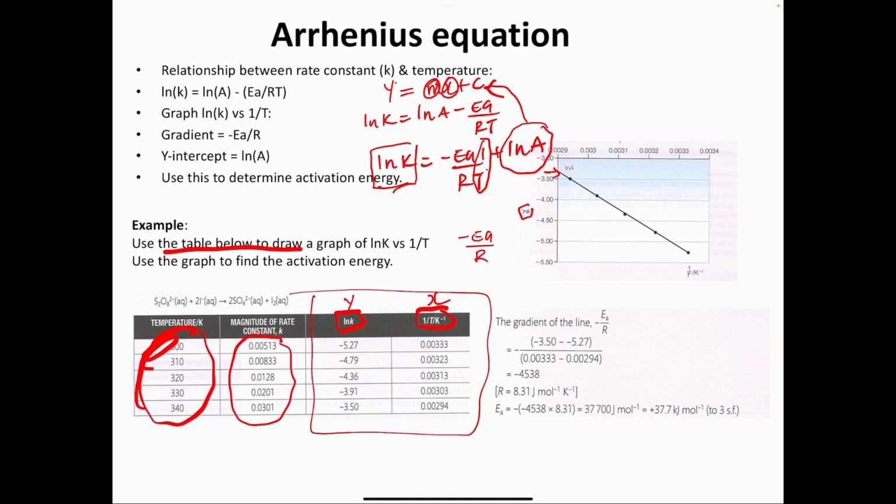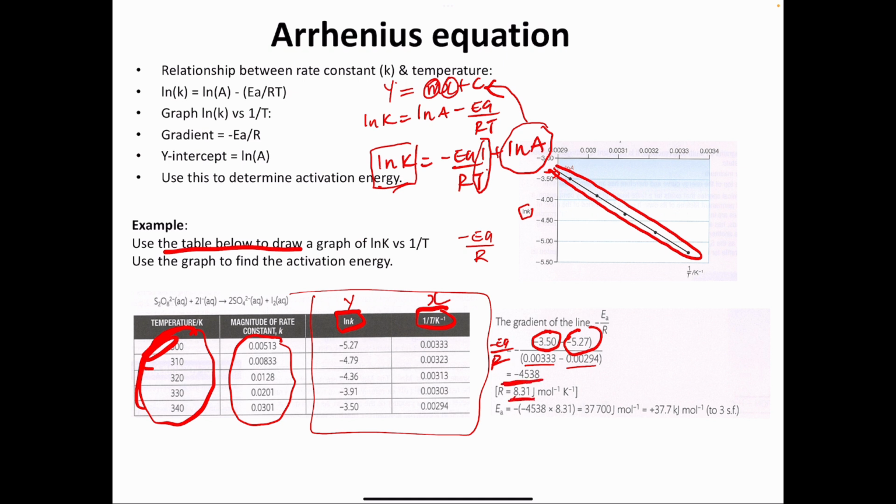Then you plot the points like we see here and draw a suitable line through the points. And finally, you find the gradient of that line. To find the gradient of the line, find 2 accurate points which the line of best fit crosses. So in this example, they found this value for y and the x value, that and that, and they were used to calculate the gradient, which is negative EA over R.